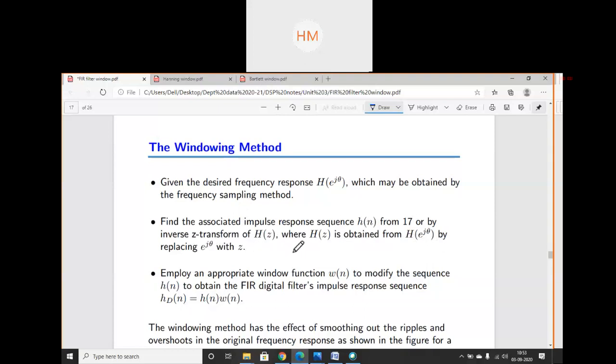We all know from Fourier to z transform.